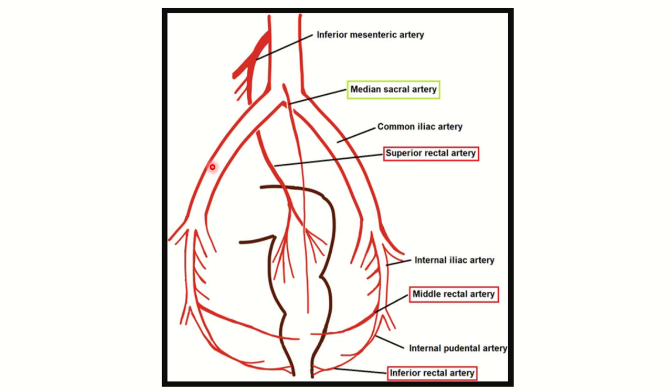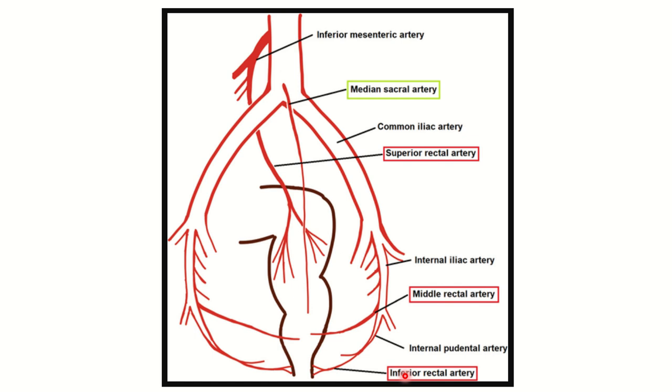The superior rectal artery arises from this vessel, which is the inferior mesenteric artery, or IMA. That means IMA, inferior mesenteric artery. So the superior rectal artery arises from the inferior mesenteric artery, and this inferior mesenteric artery arises from the abdominal aorta. Then the second part is supplied by the middle rectal artery, and we can see it arises from here, the internal iliac artery. So the middle rectal artery arises from the internal iliac artery.